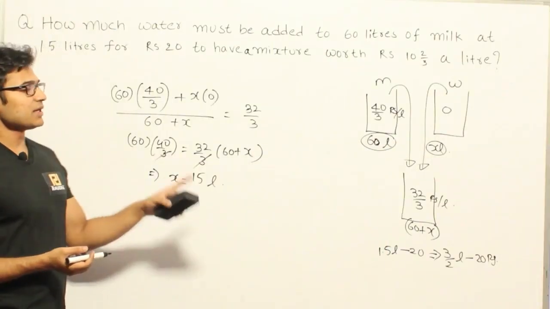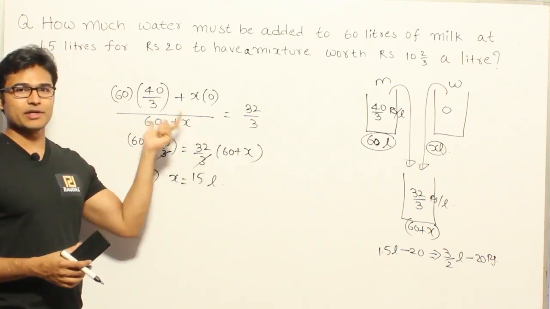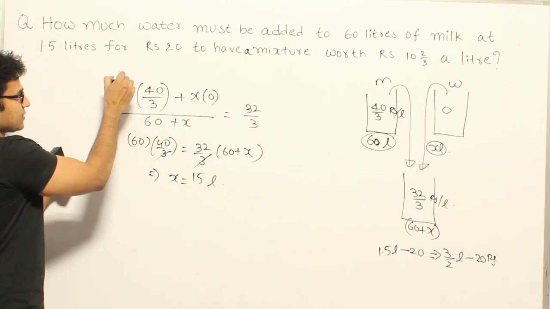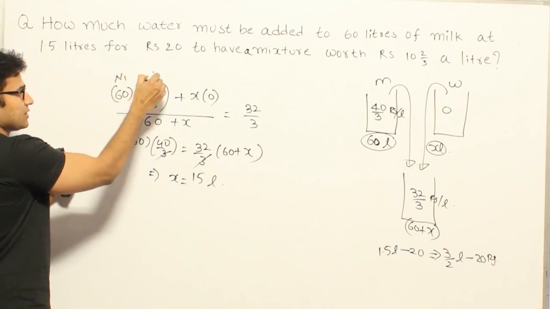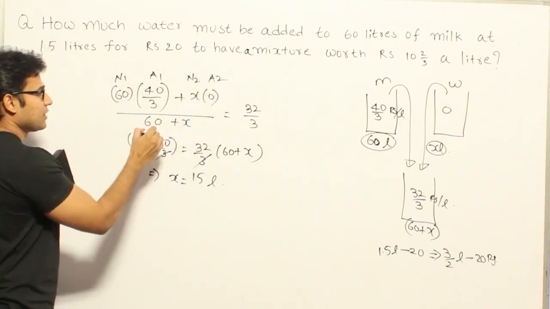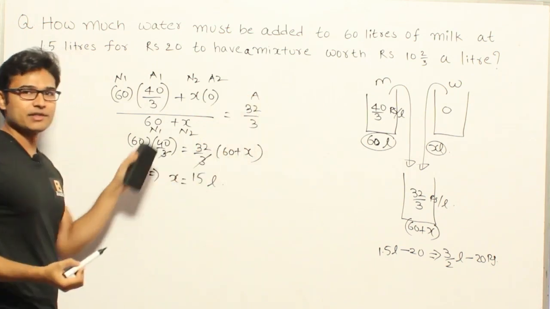Okay. Now since we are talking about alligations and mixtures, we can also see how to apply that alligation formula here, right? So if you see this, it is in such a way that this one is N1 and this one is A1, and this one is N2, this one is A2, and this one is A. It is in that form.